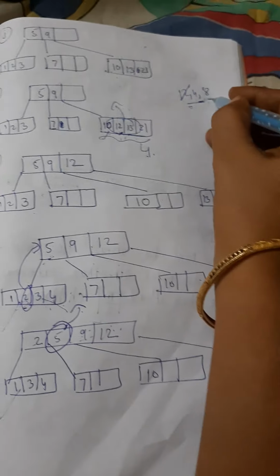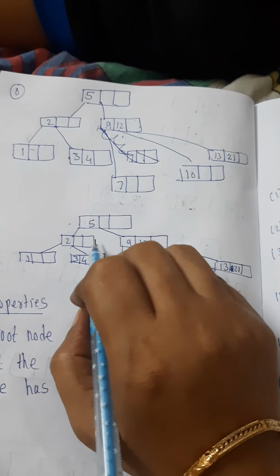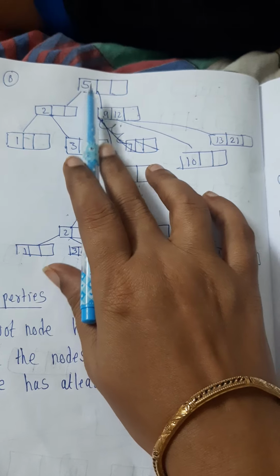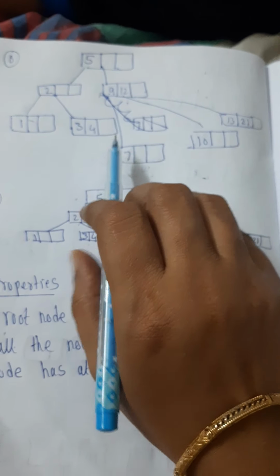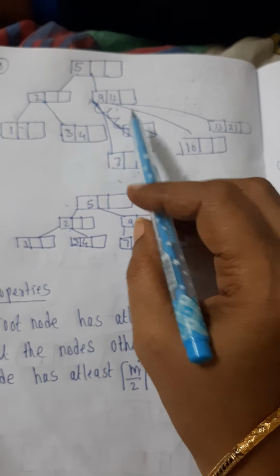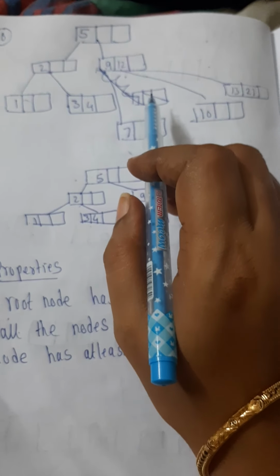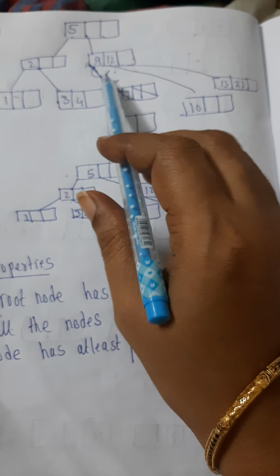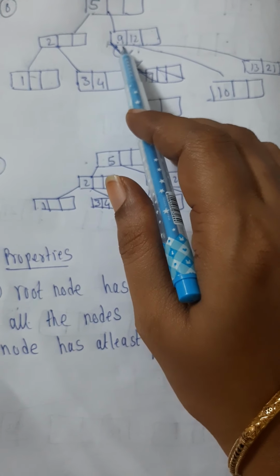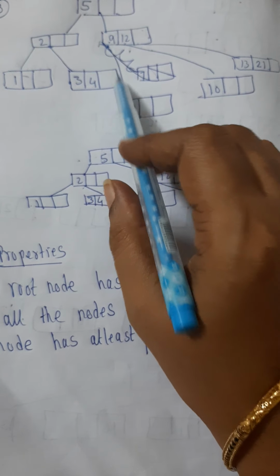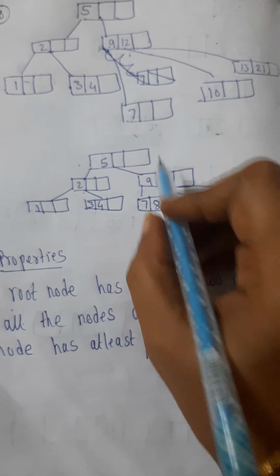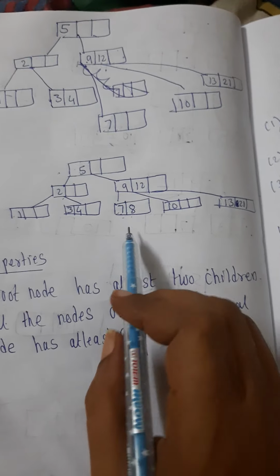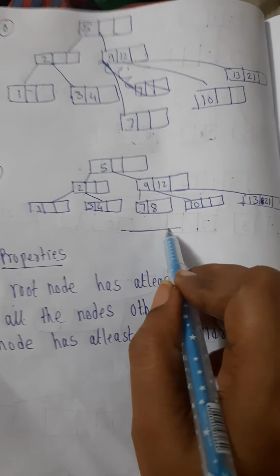Now the next one you have is finally 8. If you take 8, 8 is greater than 5. Since 8 is greater than 5, it should go to the right here. Again we should only insert in the leaf nodes. Again 8 is less than 9, that means it should be the left child. Again 8 is greater than 7, so it is coming here. So this is the B tree.